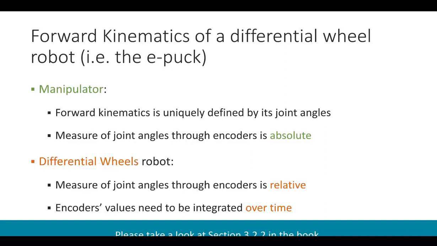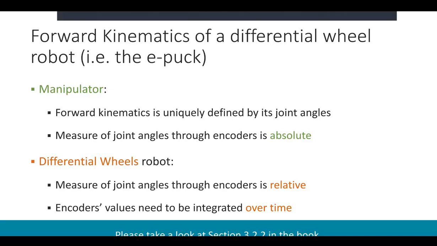So the measure of our joint angles through the encoders is relative because our wheels are capable of spinning endlessly. And so in order to figure out where we're at, we have to integrate those values over time, right? We have to take all of those little differences and add them up. So just a quick bit of notational or vocabulary here.